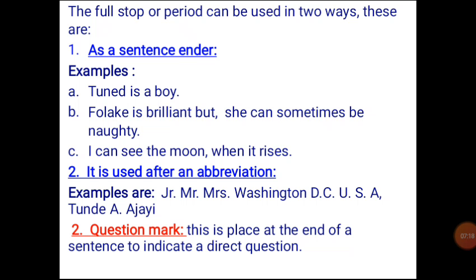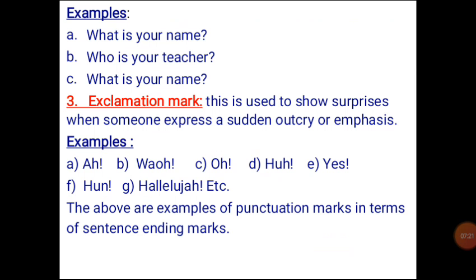Now, on our next slide, we have examples of that. We have, what is your name? Question mark. B, who is your teacher? Question mark. C, what is your name? Question mark. You can see all of those sentences are question-like in nature.